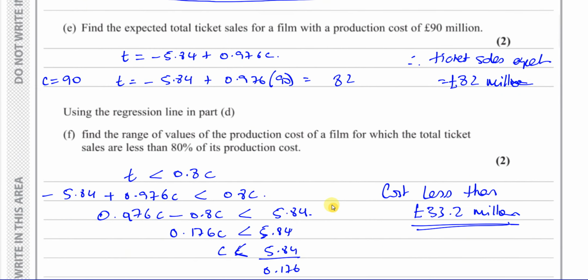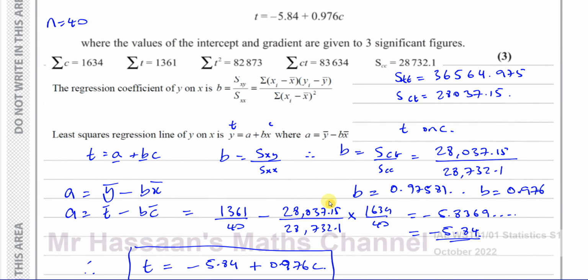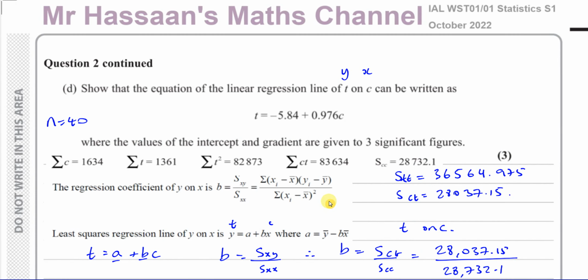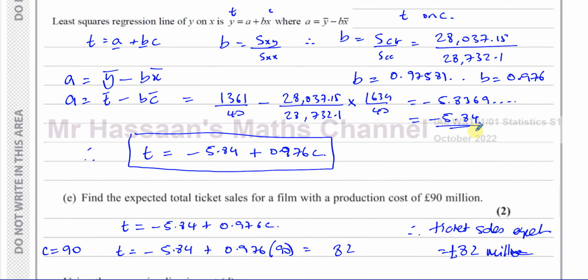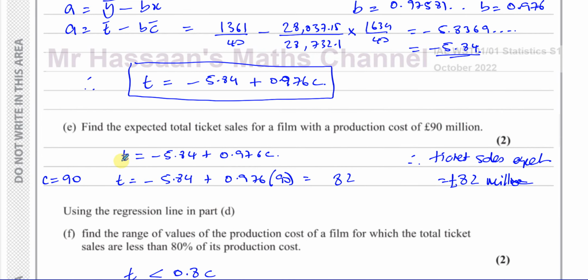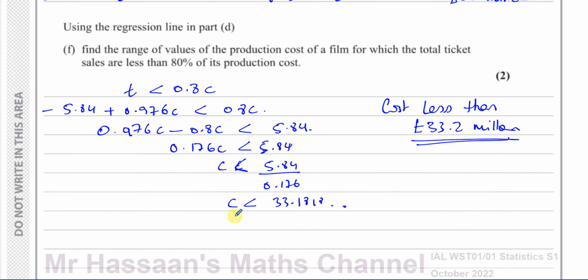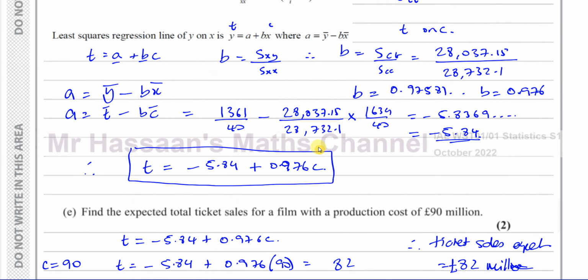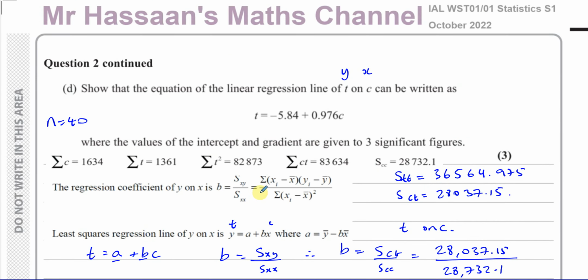So a few things to take into account, as I mentioned: writing things in context, writing our answers in terms of what they are, because remember T is measured in millions, so you don't write 82, you write 82 million. Similarly, C is measured in millions, so you write 33.2 million. You will definitely lose marks if you don't do that. So there's the answer to question 2 from October 2022 S1.